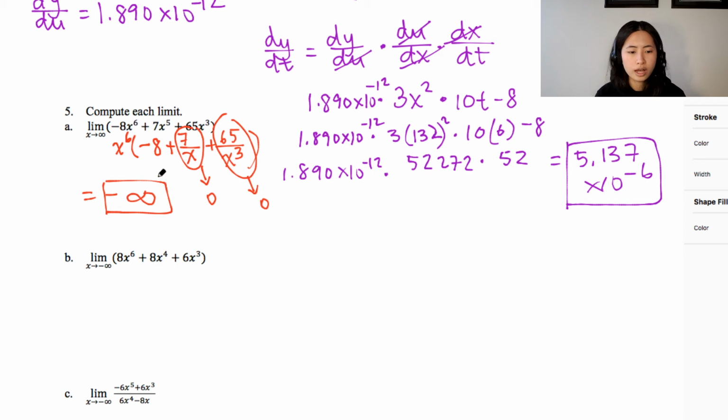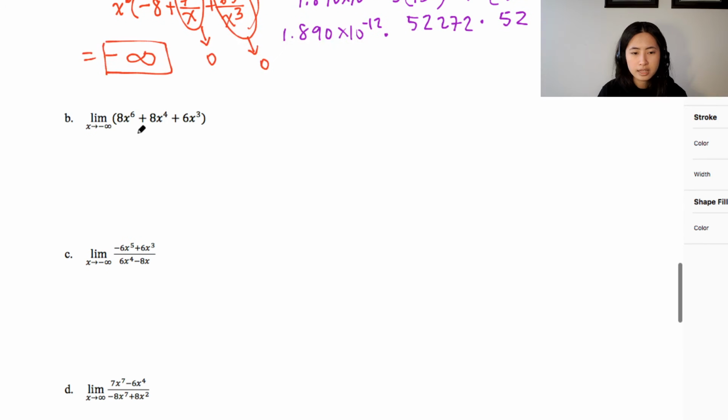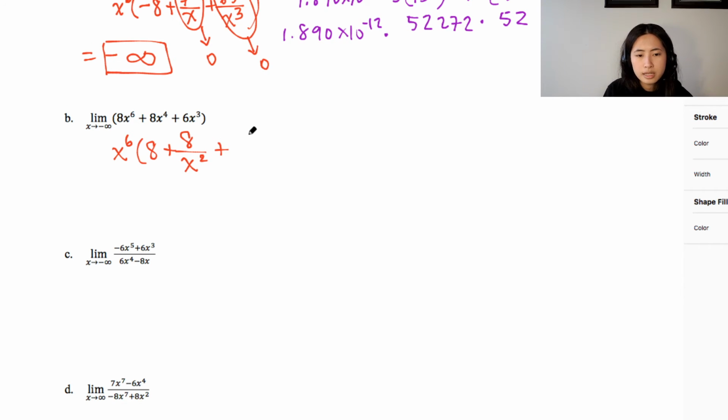Okay, great. So for part B, same thing because you're looking at the end behavior, which is negative infinity. Now, the highest power of x here is still 6. So that means you're going to factor out x raised to the power of 6, and you're going to be left with 8 plus, now this is 4, so that would be 8 over x raised to the power of 2. And this is going to be plus, and because this is 3, therefore this is going to be 6 over x cubed. So from there, you know that the limit of this approaches 0 as well as this. And then you have 8 times negative infinity.